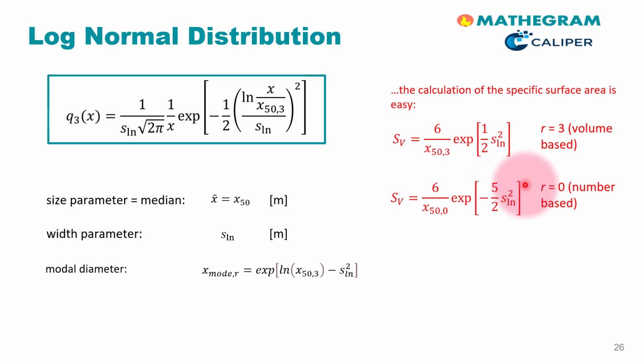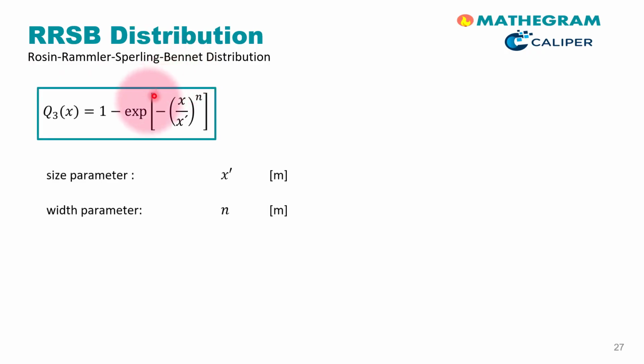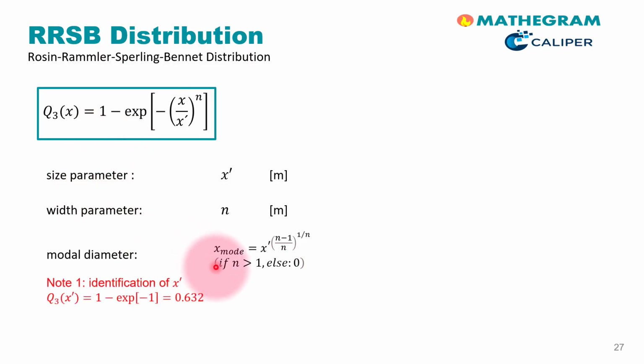Let us now move on to the next distribution, which is the famous RRSB distribution, which is short for Rosin-Rammler-Sperling-Bennett distribution. As you can see here, the expression for the cumulative distribution is quite simple. The modal diameter is also quite simple to evaluate, and also the characteristic size x prime as well as the median can be easily calculated.